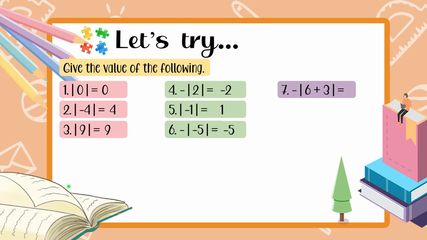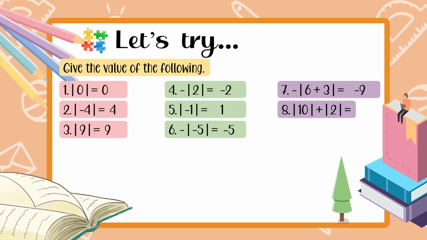Next, negative absolute value of 6 plus 3. What is 6 plus 3? The answer is 9. So, the absolute value of 9, the negative absolute value, sorry. So, this one is always positive, yung nasa loob, pero dahil meron tayong negative sa labas, the answer is negative 9.